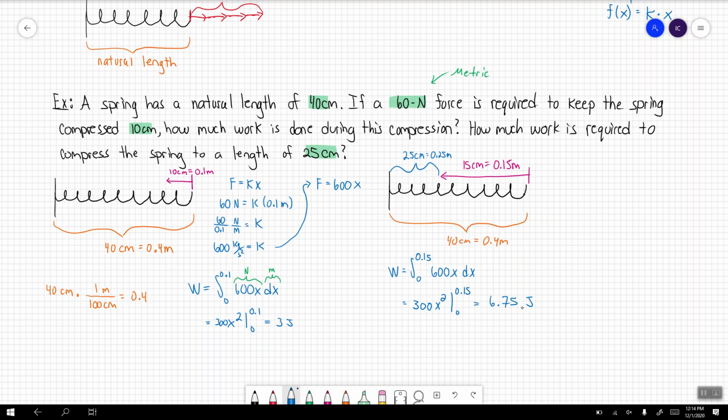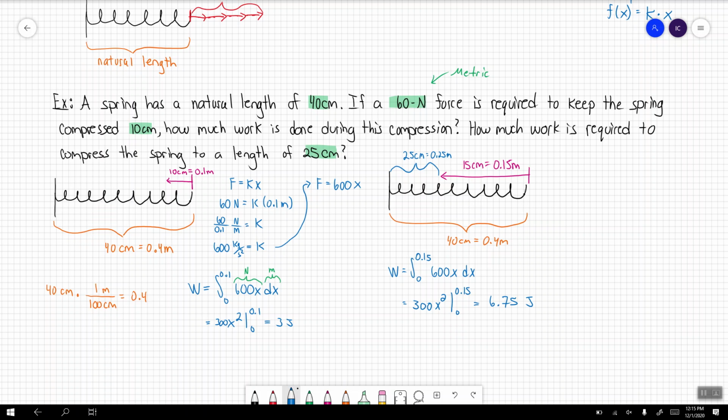All right, and naturally the work on this last portion should be larger because we're compressing more of the spring. More of the spring compressed means more force is acted upon, meaning more work is needed to keep that compression going. All right, so let's try a different example, moving away from Hooke's law.